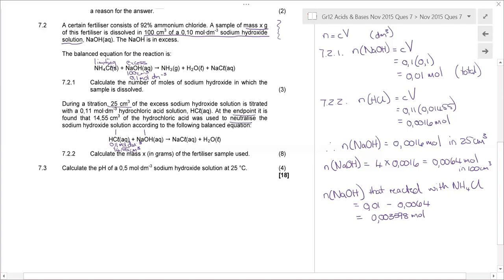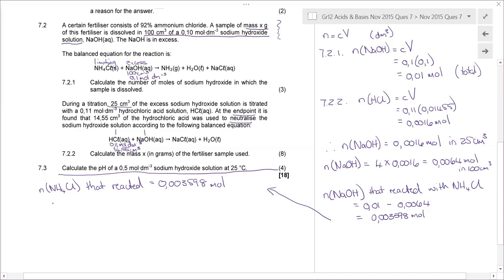We have our reaction ratio. 1 mole of ammonium chloride reacted with 1 mole of sodium hydroxide. So I'm going to carry on working over here. The number of moles of ammonium chloride that reacted in the first reaction is going to be 0.003598 moles. This has got nothing to do with 7.3, so we're just carrying on up there. So we've got the number of moles of ammonium chloride that reacted.